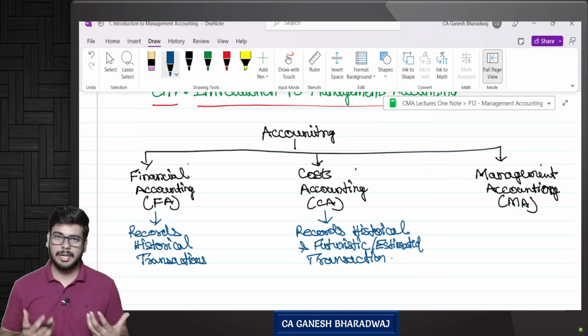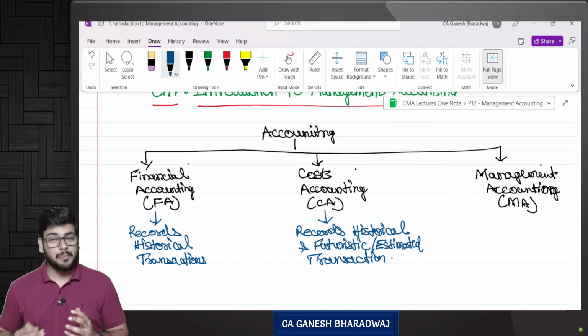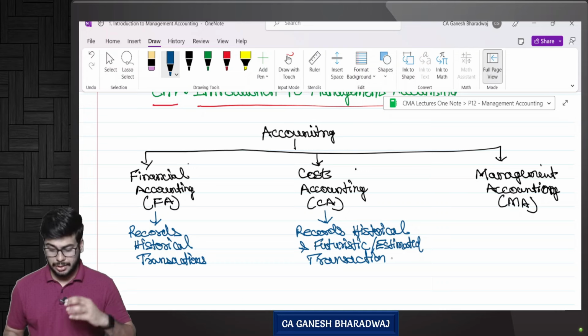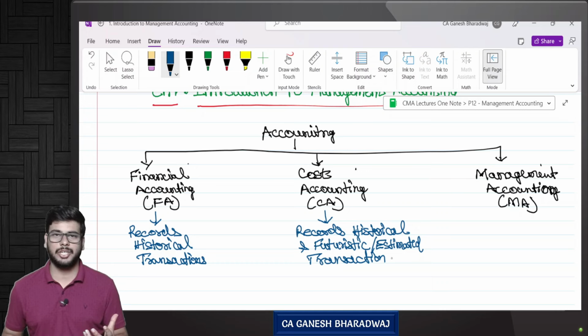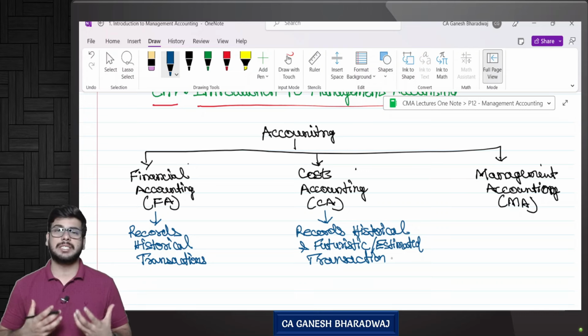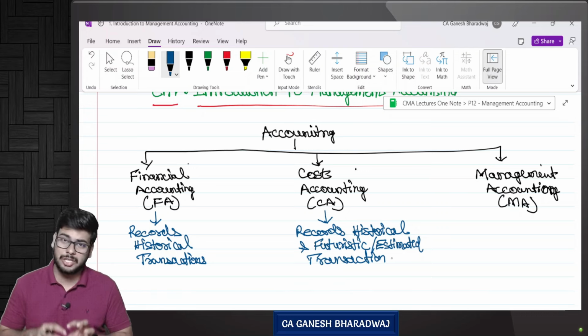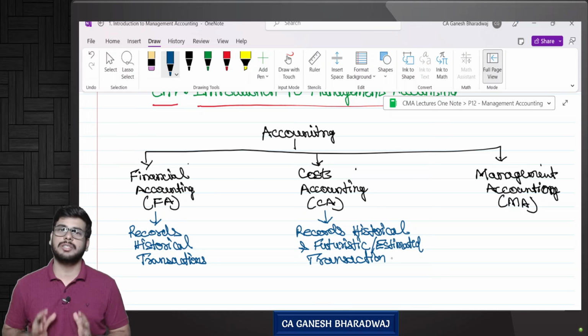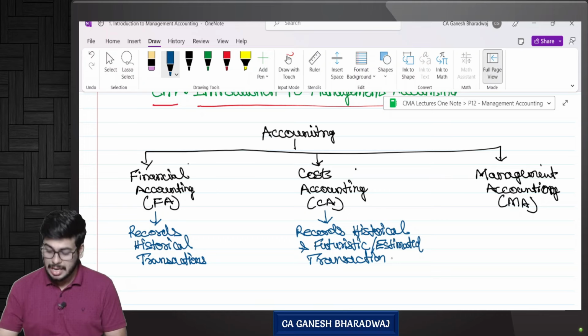Or if you have already studied, you will be able to relate it now. So basically, cost accounting deals not just with the historical transaction, it also deals with futuristic transaction. You need to prepare some budgets and estimates. Based on that only, the cost records get prepared. Are you clear with this?